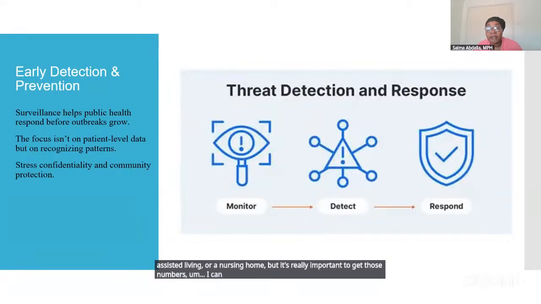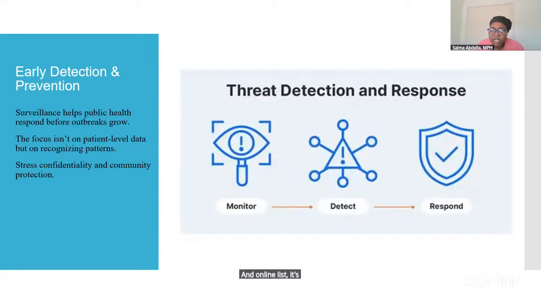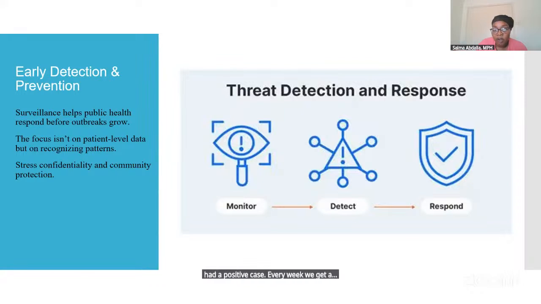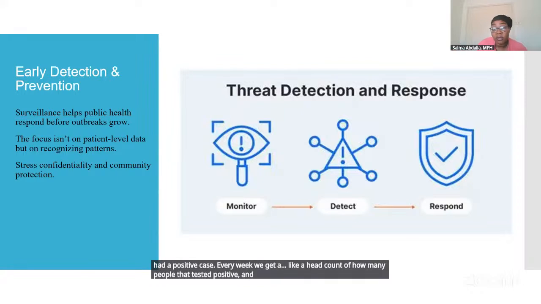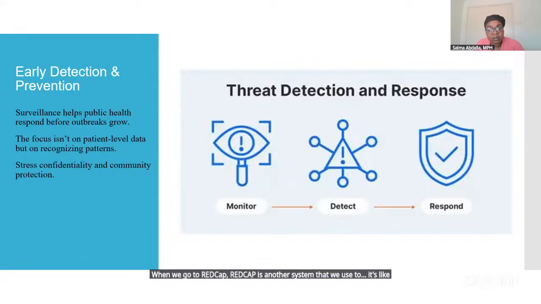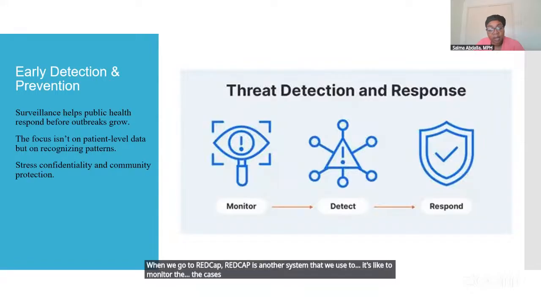I can remember every week we had to get a line list, and a line list is pretty much a spreadsheet that has positive cases. So we get the names, dates of birth, and everybody that had a positive case. Every week we get a head count of how many people tested positive, and we get their symptoms and all their information, and also whether they have been vaccinated for COVID. And it would be our job to make sure that when we go to REDCap, which is another system that we use, to monitor the cases, the cases are counted properly.